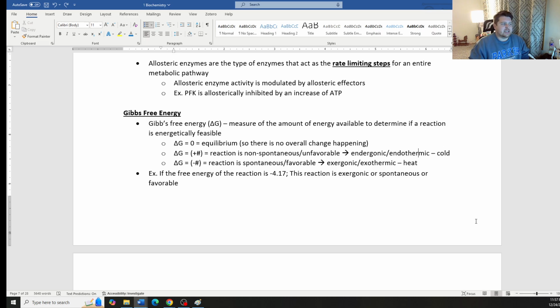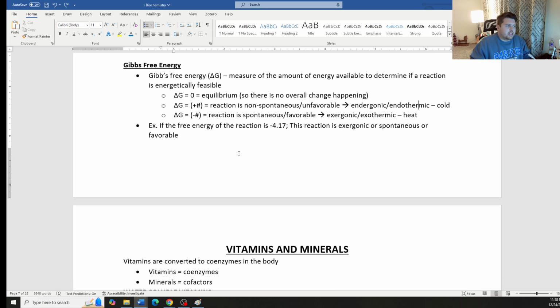If our delta G is a negative value, that is what is called a spontaneous or favorable reaction. Those are our exergonic or exothermic, heat-releasing reactions. The real questions that you're going to get about this will say the free energy of the reaction is negative 4.7. Is this reaction exergonic, endergonic, or whatever? Because we know the delta G is negative, we know it's an exergonic or spontaneous type reaction. That's most everything that you're going to get asked about Gibbs free energy.